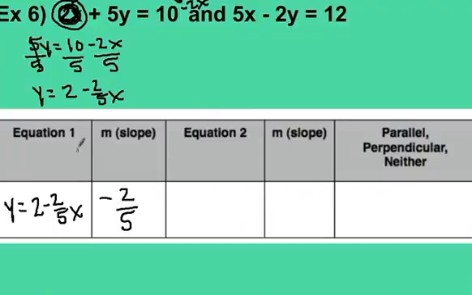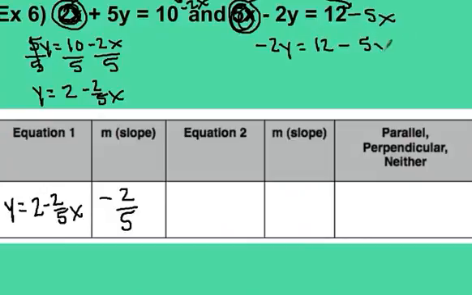Now I have to do the same thing that I did for equation 1 for equation 2. So I need to get y by itself on this one. That means I need to take this 5x and jump it over, make it negative 5x. When I jump it over, it disappears from here, and I have negative 2y equals 12 minus 5x.